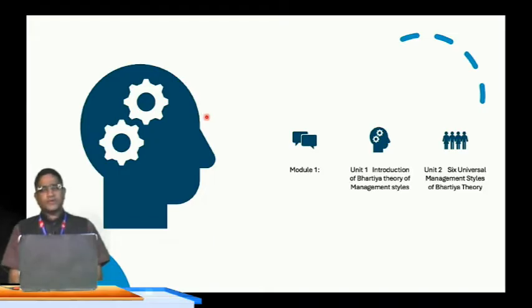Students, please remember, since it is a 2-credit course, we will have only 2 units as per the new syllabus. In the first unit, that is module 1, we will have 2 units: the introduction of the theory of management style, and in unit 2, the universal management styles of Bhartiya theory. So these are the 2 things which are new in this particular course.